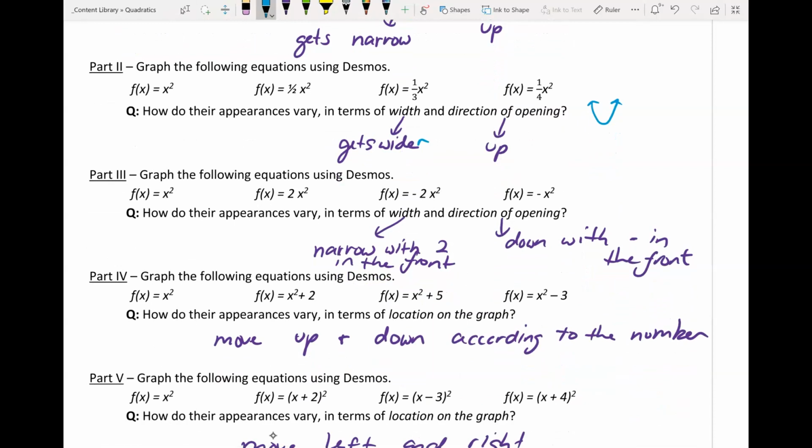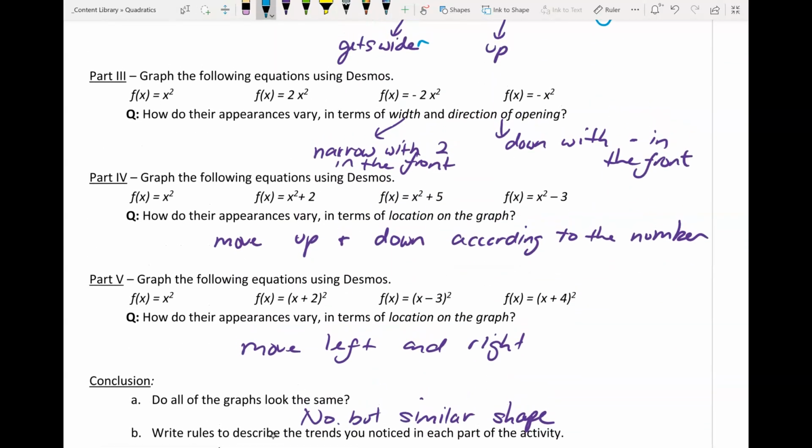For 3, we're going to manipulate now in 2 ways. From x squared to 2x squared, it looks like we're going to have a more narrow parabola. But the direction of the opening will change if you have a negative in the front. So your direction of opening is down with the negative in the front, and it'll be up if you have no negative in the front, so just a positive number.